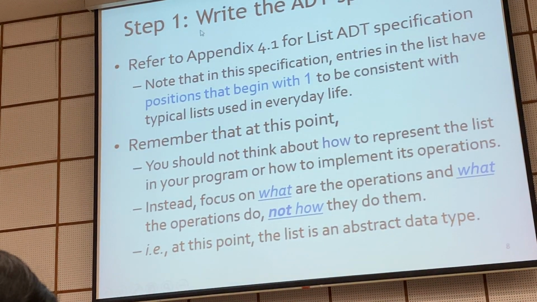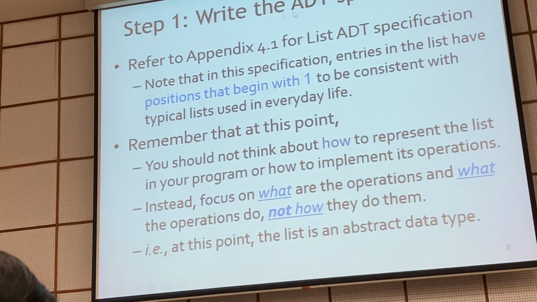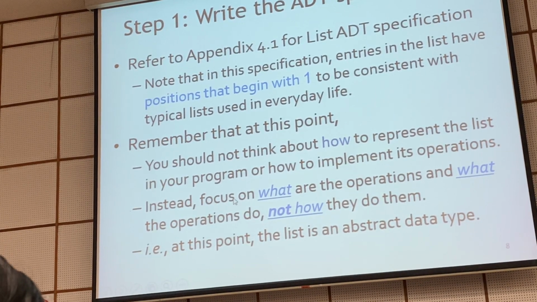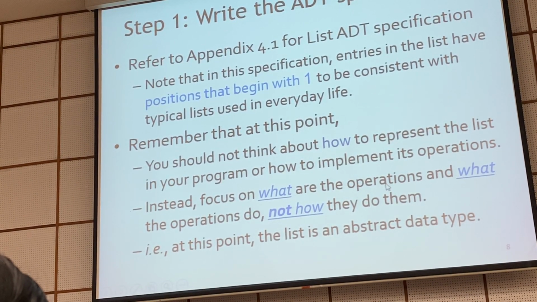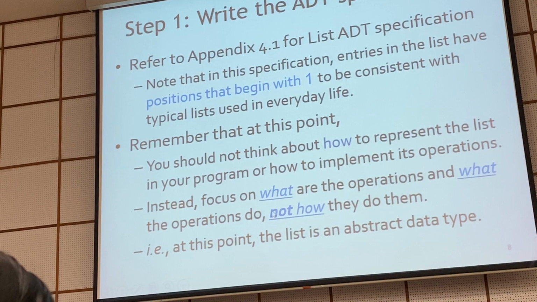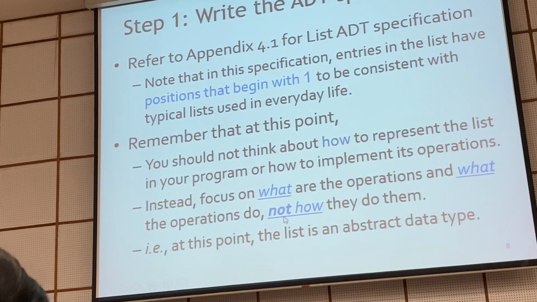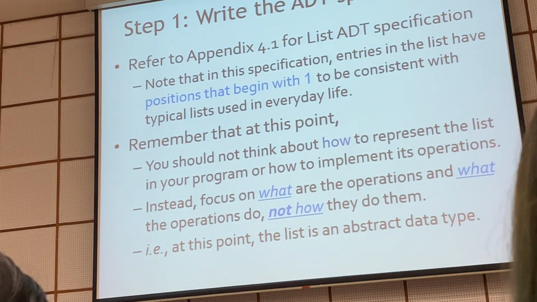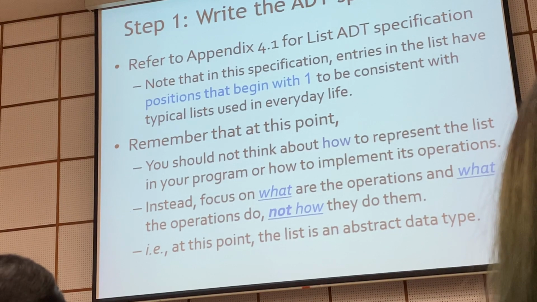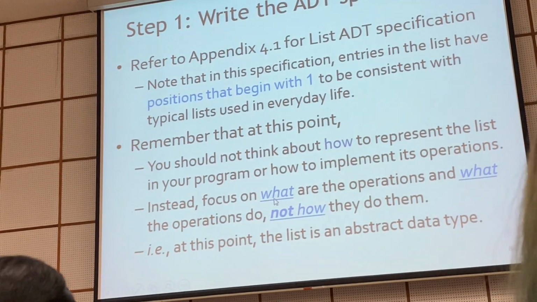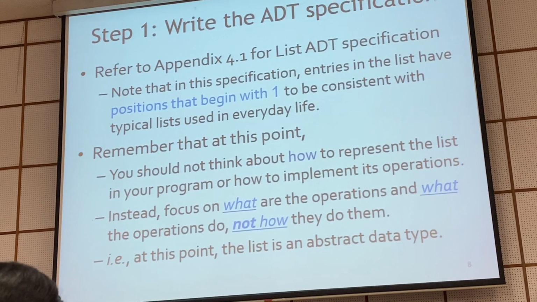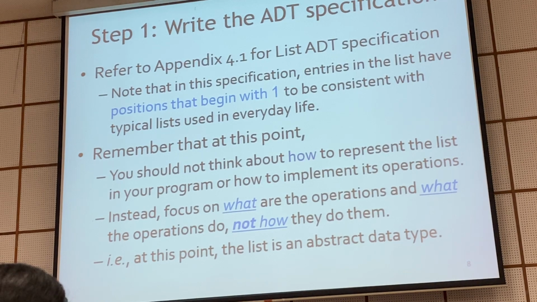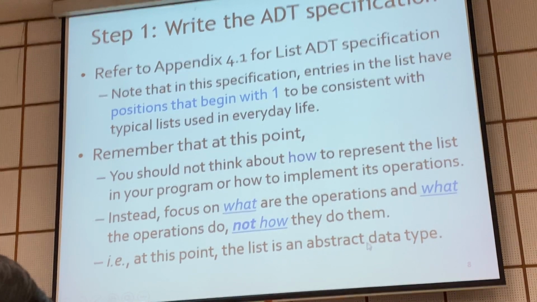We've already seen the sample. Write the ADT specification. Now we have to focus only on what the operations are and what the operations do, not how. Remember we have two types of operation for add: one is to add at the end, one is to add at a position. You only need to indicate that in your ADT specification. At this point, list is an abstract data type.